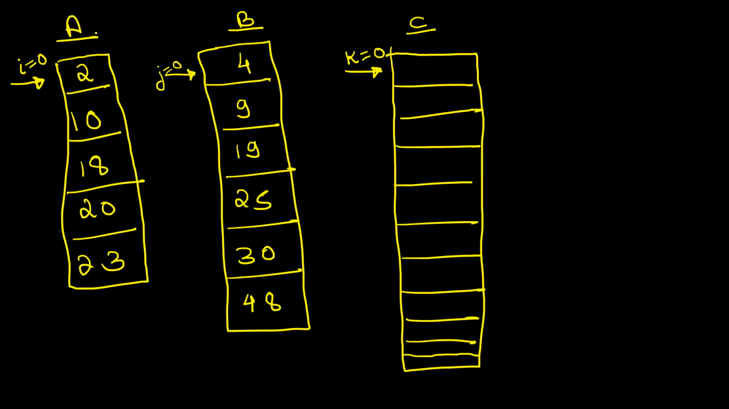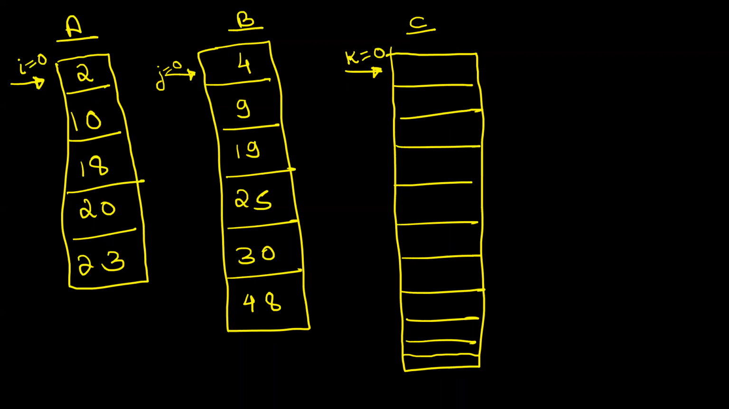So I compare. Is A of I lesser than B of J? Is 2 less than 4? Yes, 2 is less than 4. So what will I do? I will go to array C, index number K. So C of K will be equal to A of I. So I write 2 here.